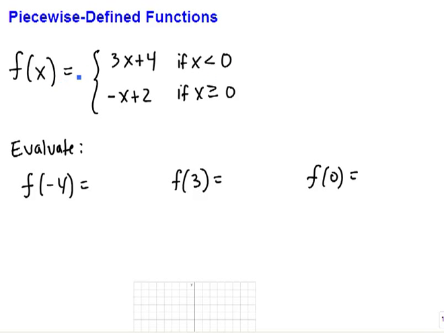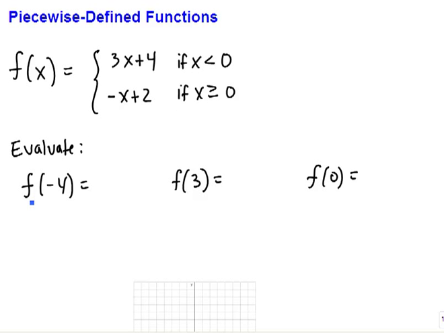We have f of x, and then you see this big curly brace, and that defines the two different rules that this particular function has. We're going to use the rule 3x plus 4 for all x less than 0, and we're going to use the rule negative x plus 2 for all x greater than or equal to 0. So the first thing we need to be able to do with these piecewise defined functions is evaluate them.